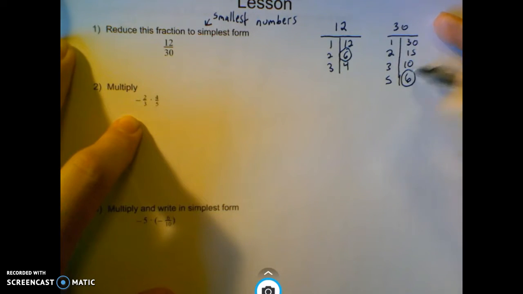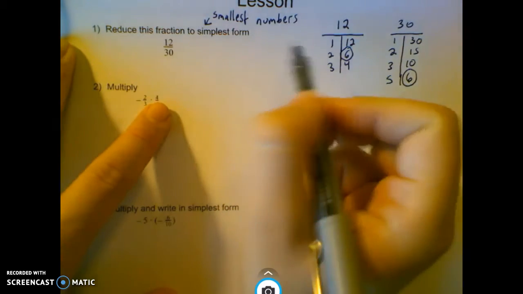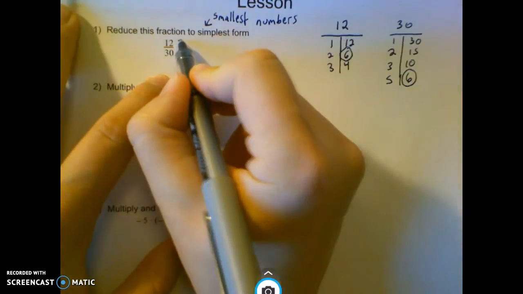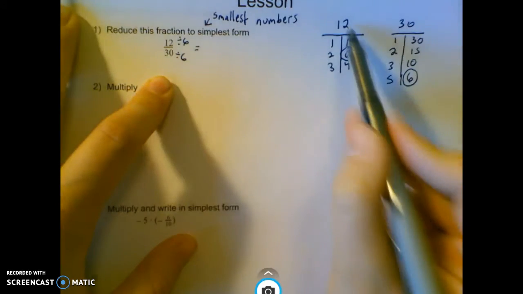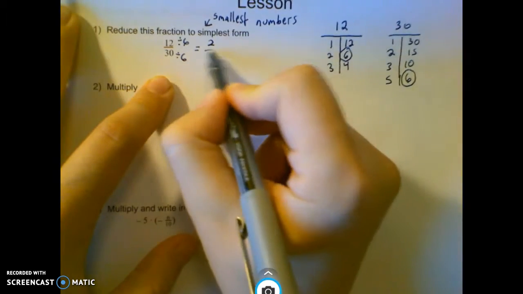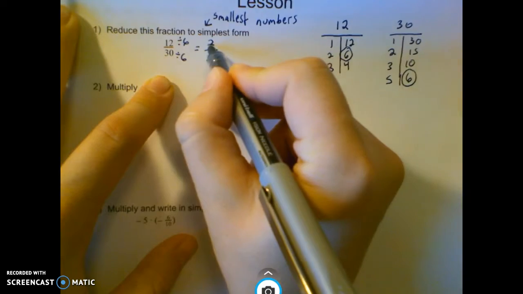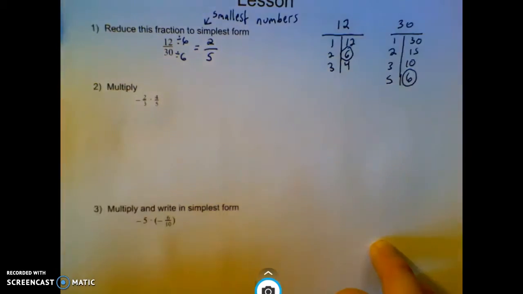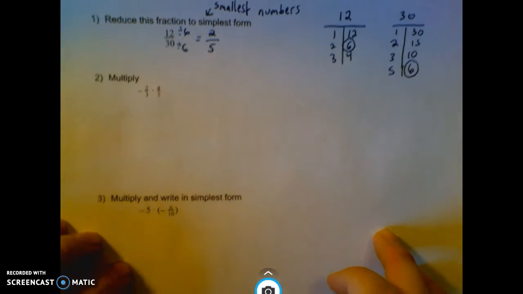So in this case, that's 6. Notice that 3 is also on both lists, so is 2, so is 1, but we want to pick the biggest number. This means that both 12 and 30 can be divided by 6, so I divide by 6. 12 divided by 6 is 2. 30 divided by 6 is 5. And my fraction in simplest form is 2/5. Now moving on to multiplying.